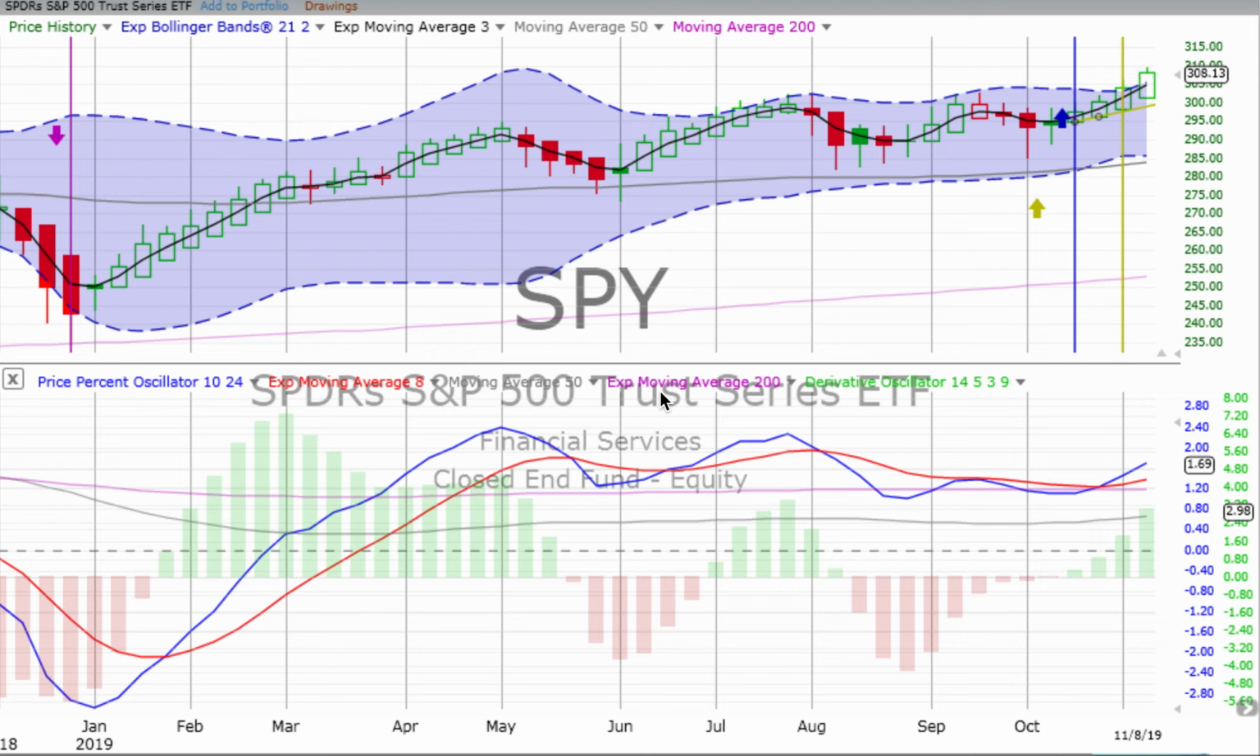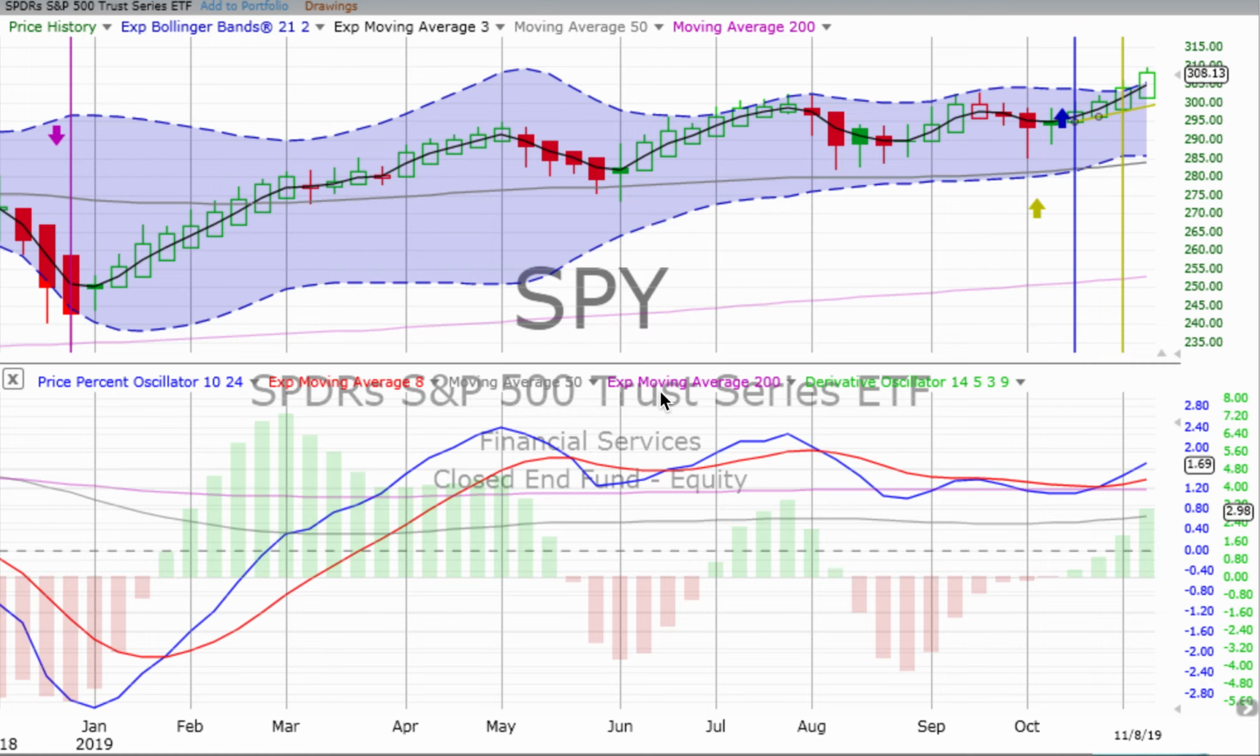We use primarily the price percent oscillator. We use three charts, the weekly, the 2-day, and the 4-hour. And we look at vertical crossovers. Actually, we look for vertical crossovers, then we follow those.